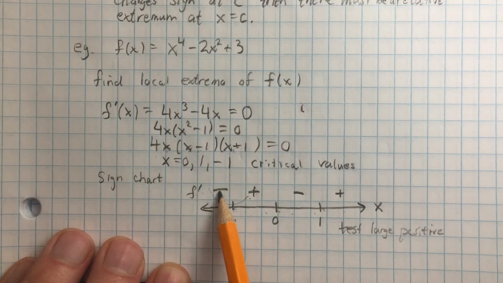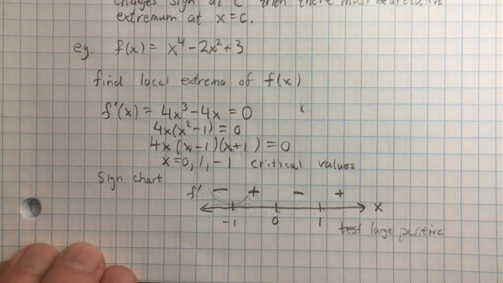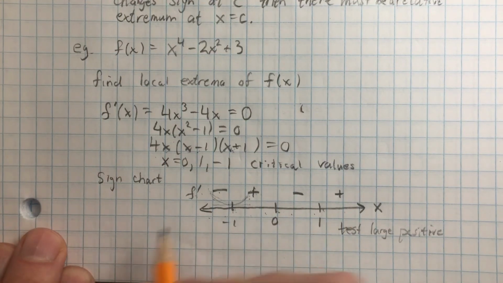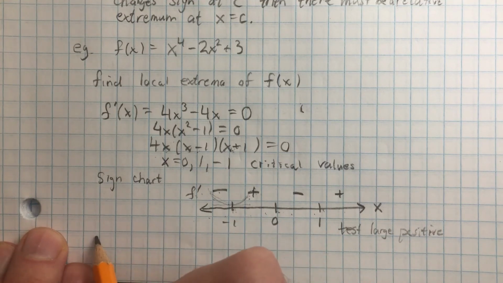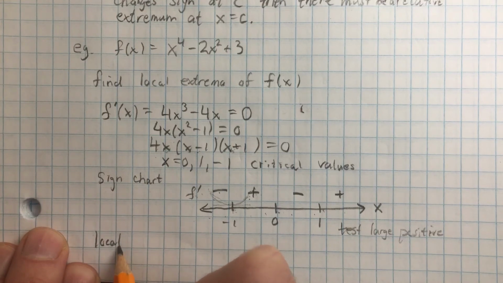If the first derivative is negative, the original function is decreasing. If the first derivative is positive, the original function is increasing. So the original function f, which is really what we're concerned about, was going down, went through a horizontal tangent here, and then went back up again. So therefore, -1 is the place where we have a local minimum.